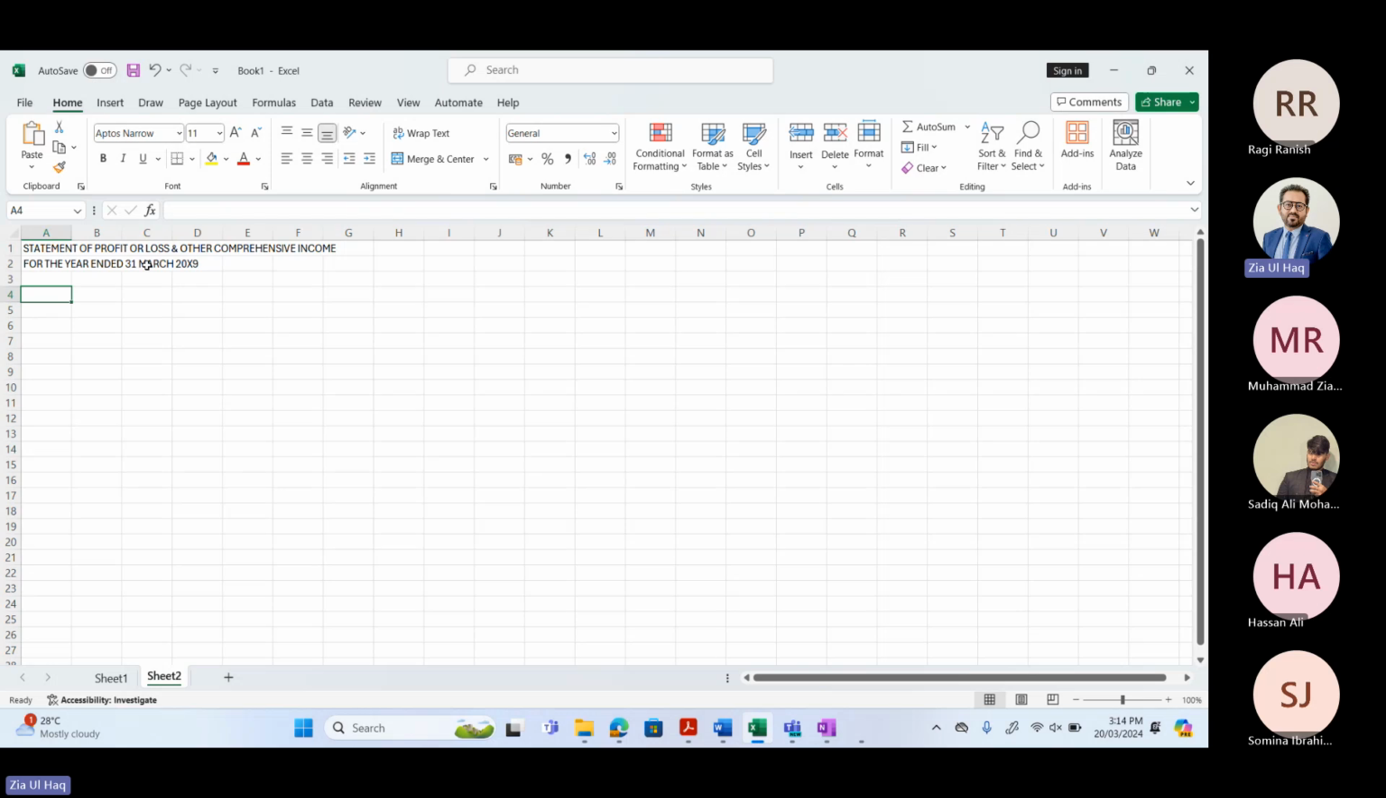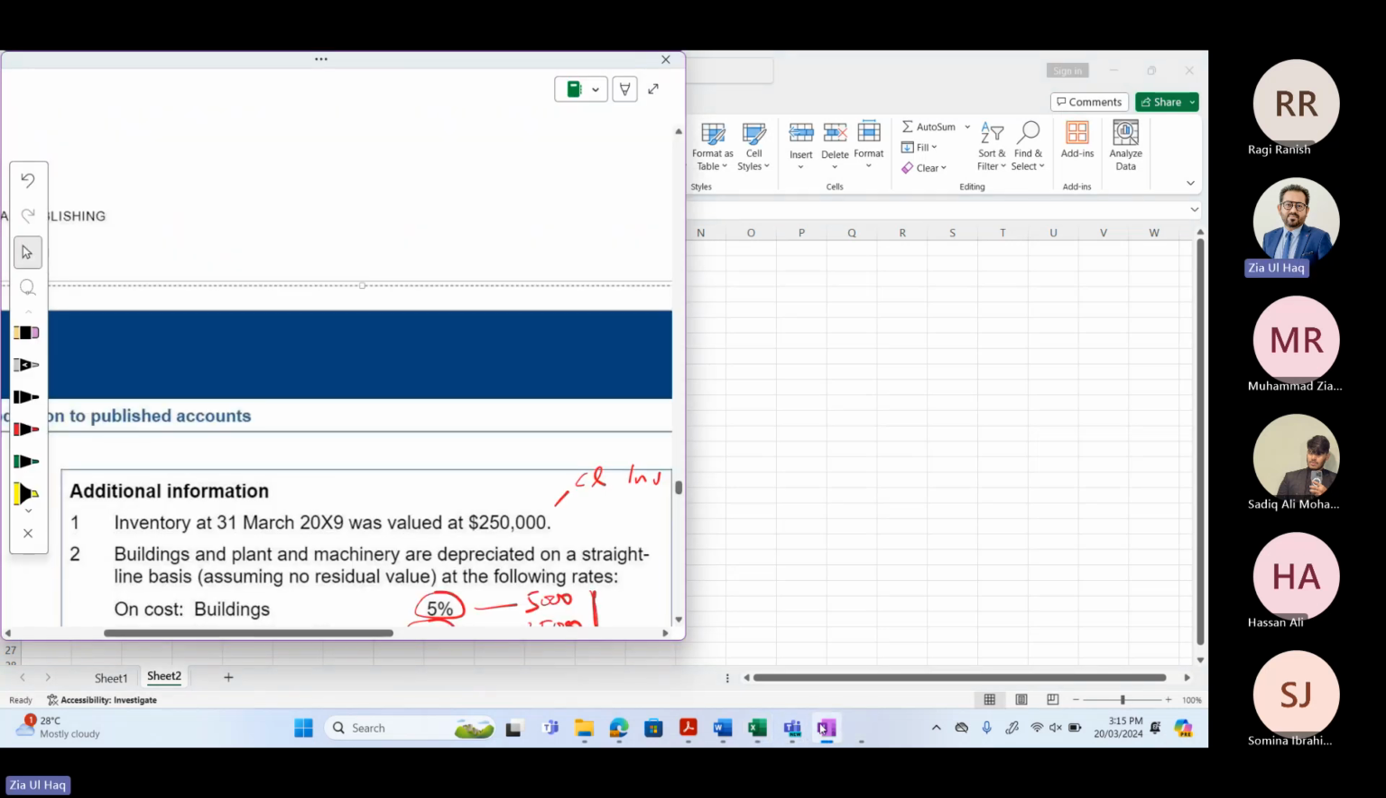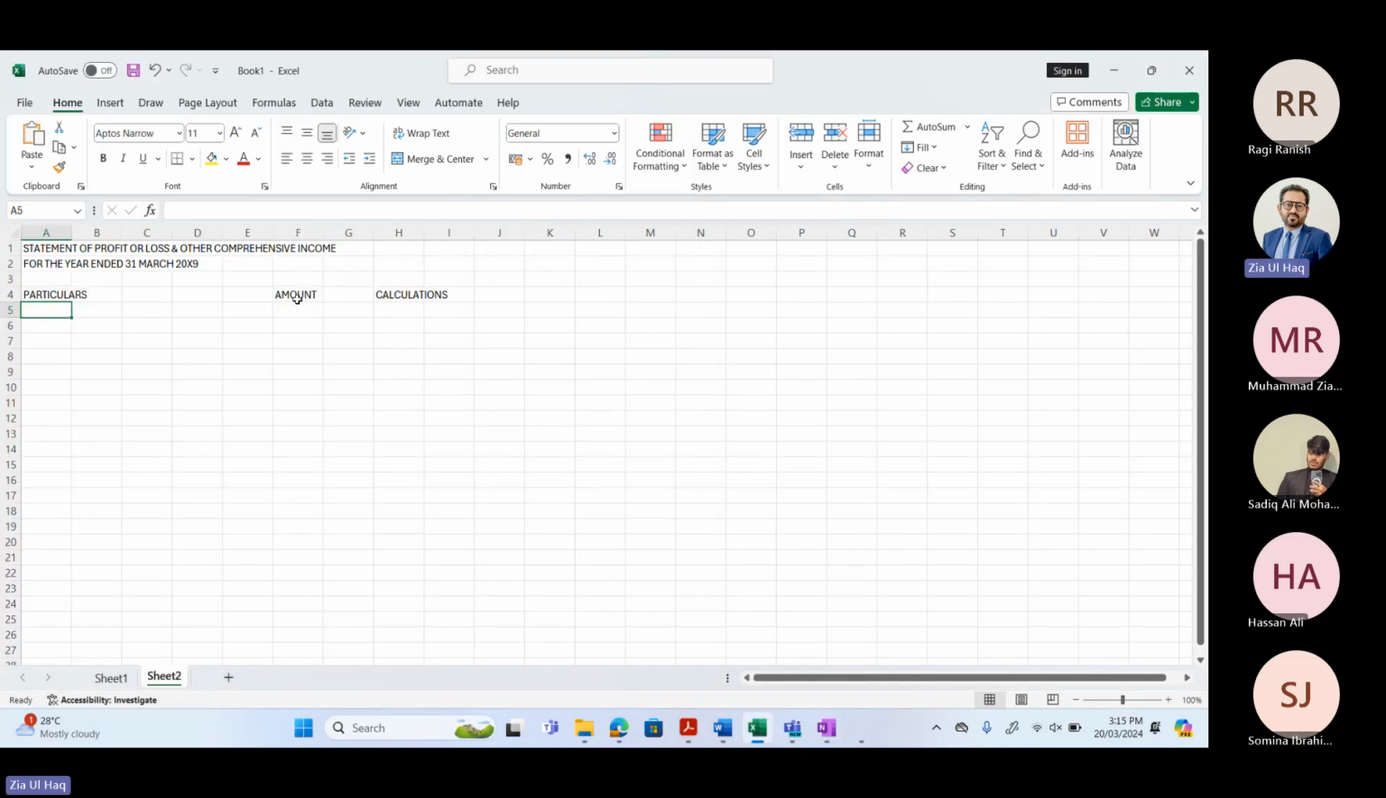So put here particulars. And leaving two or three columns, you can put amount. And then we can put calculation; if we want to show, we can show calculation separately. And we are using figures in what? Figures in dollar or pound? In dollar. So we can put here the sign of dollar.